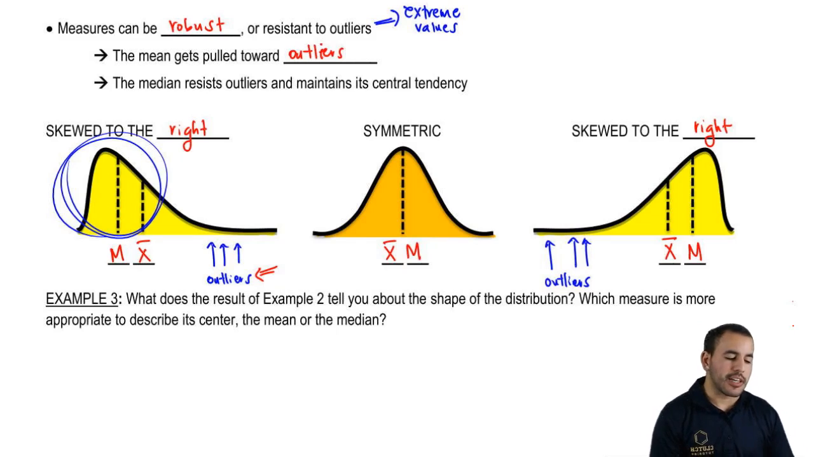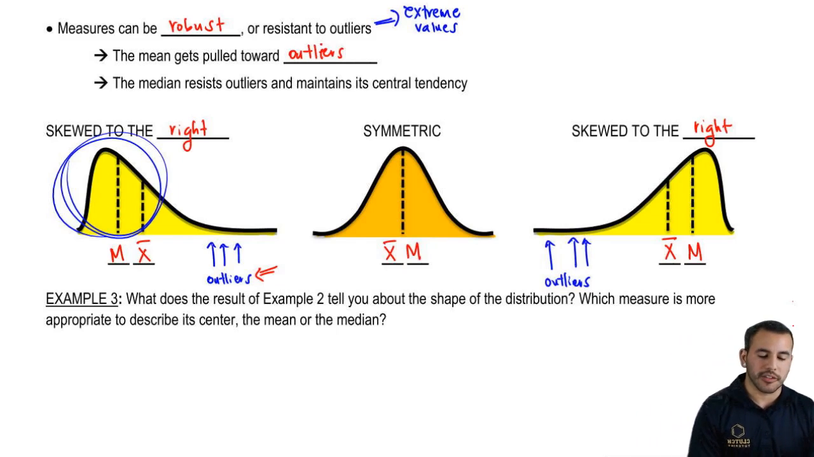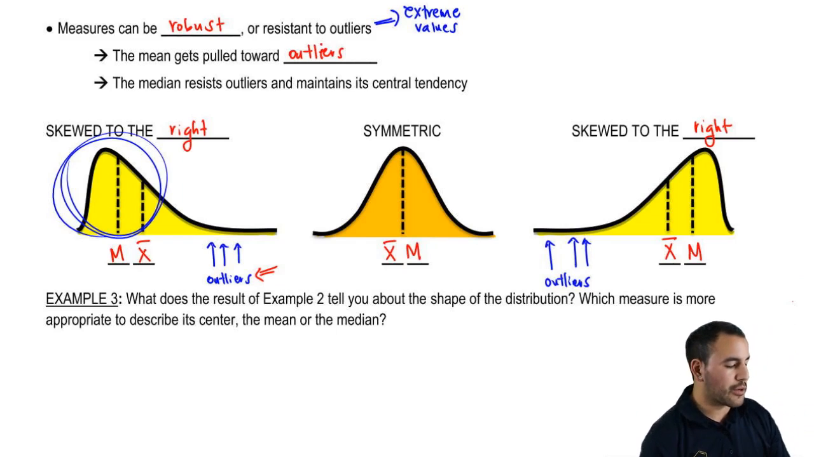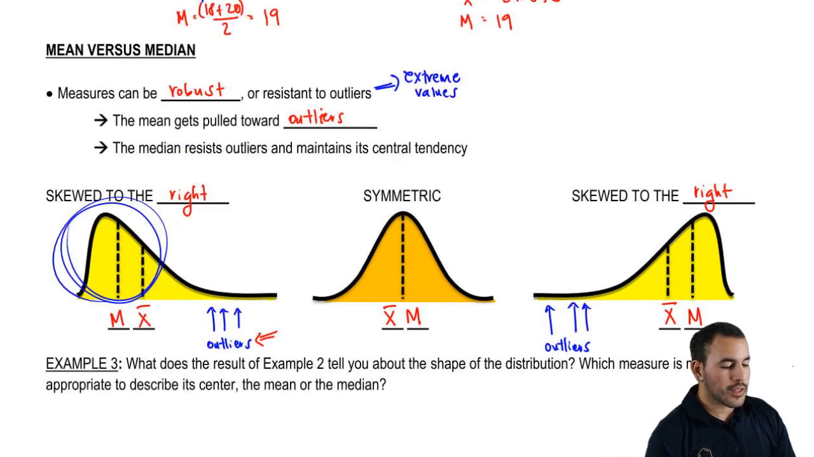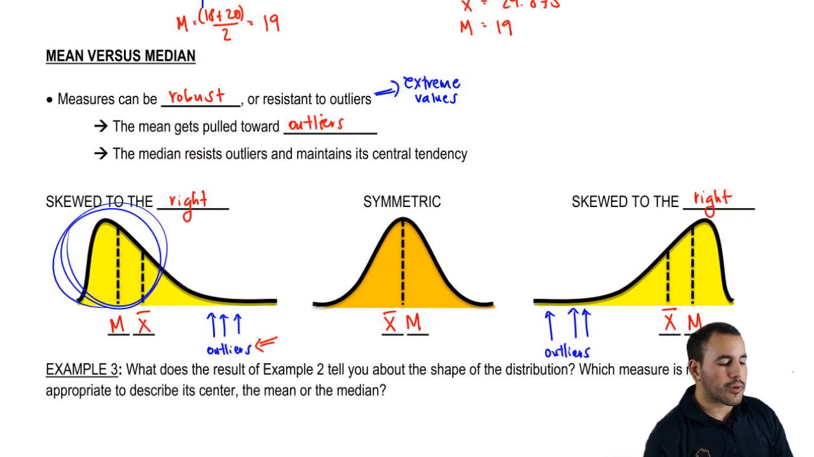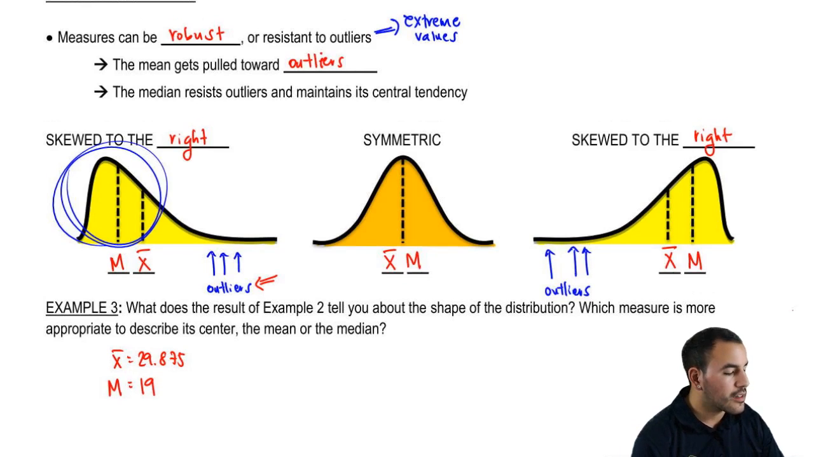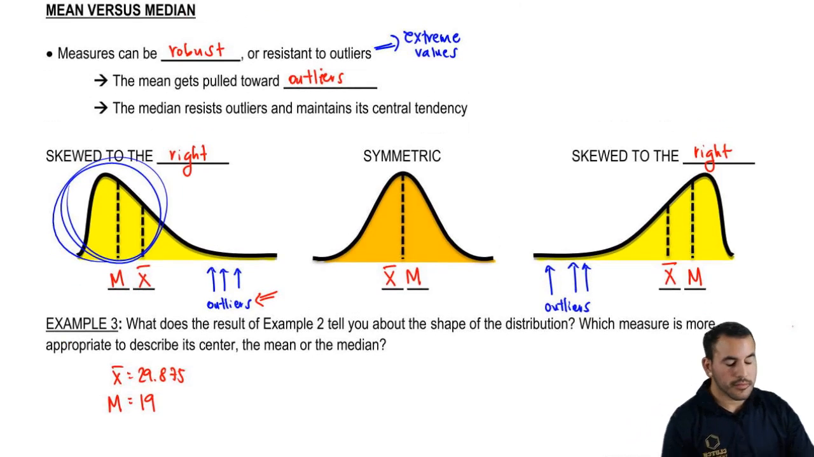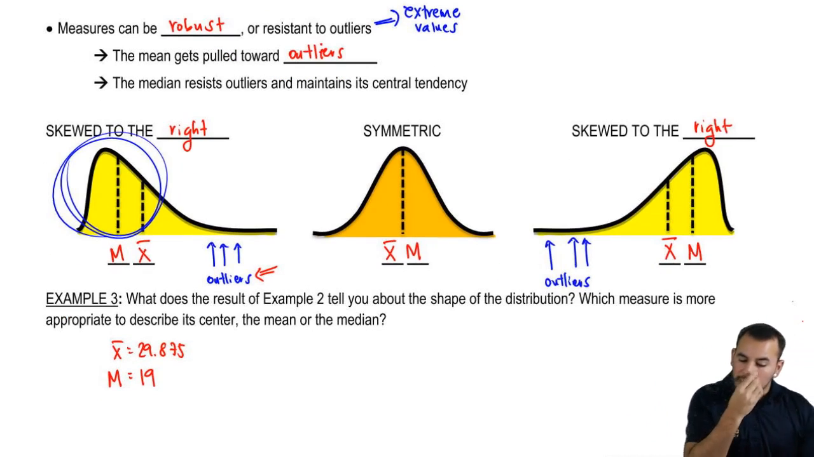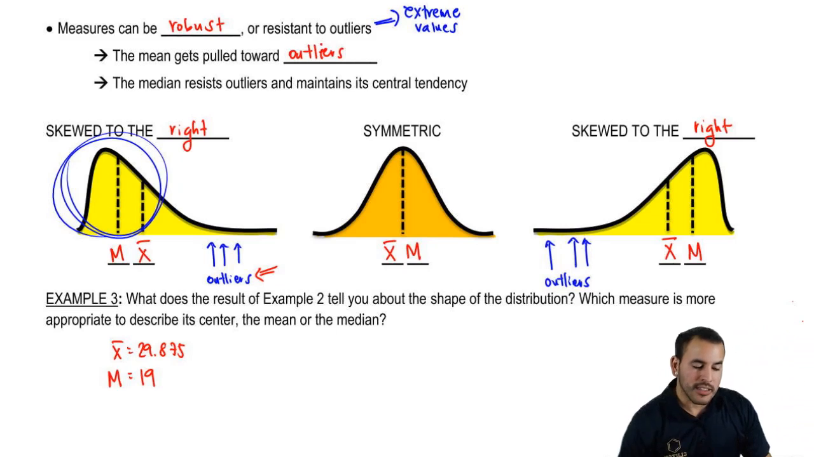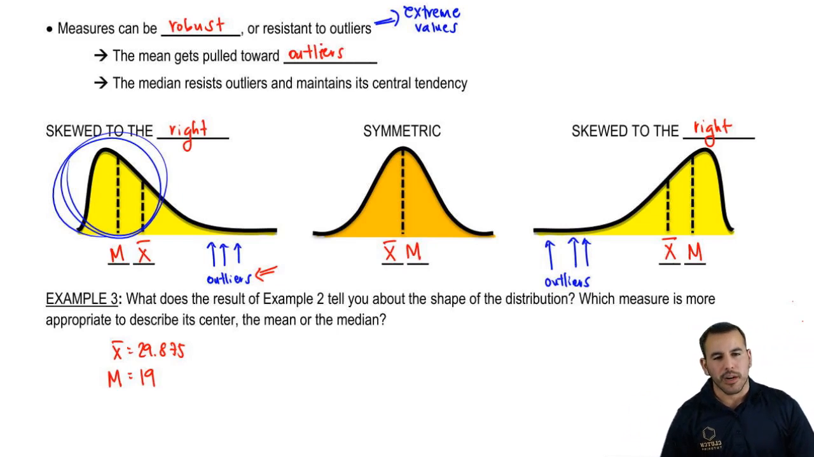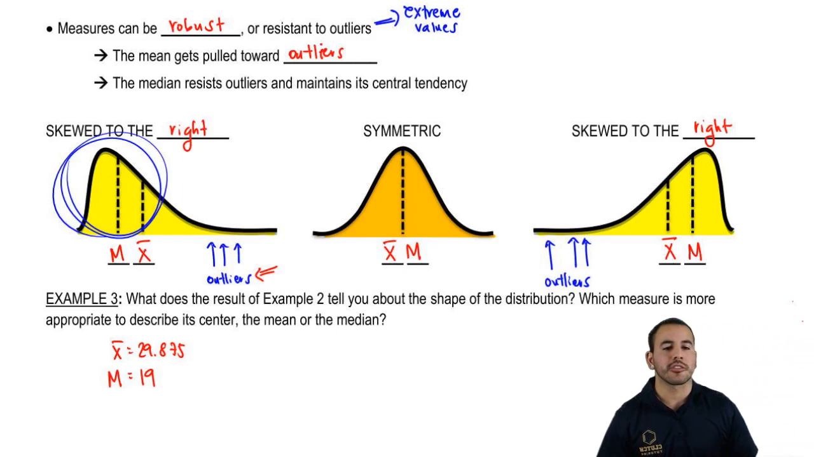So now, what does the result of example 2 tell you about the shape of the distribution? Let's go back to example 2. What do we get for our mean and median? In example 2, we got the mean is 29.875. And the median was, if I'm not mistaken, 19. Yes. So now our mean is 29.875, our median is 19. So why do you think there's such a big discrepancy between those two? They're supposed to be measures of central tendency, right?